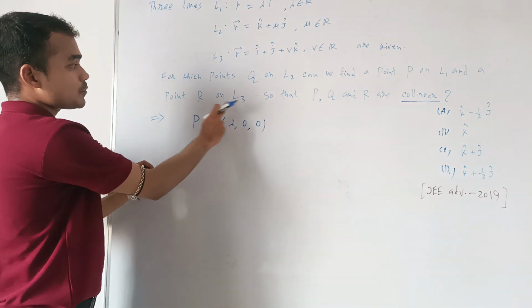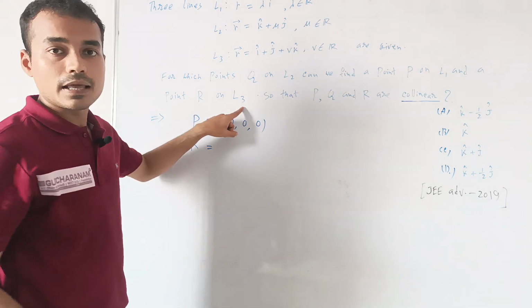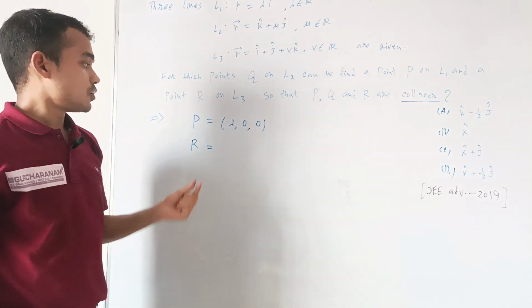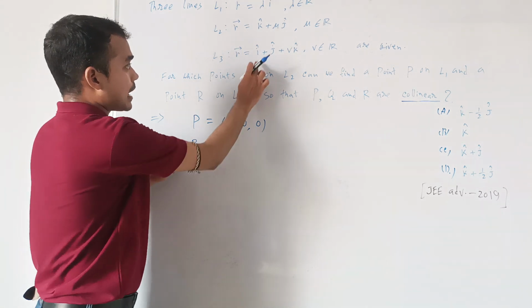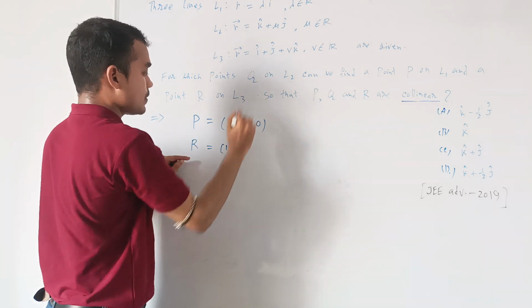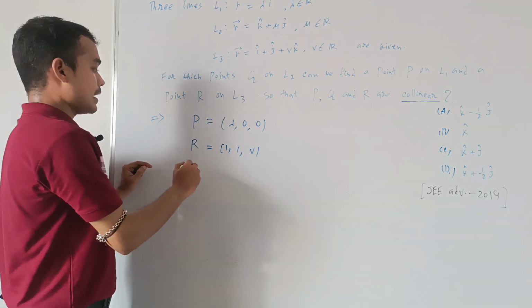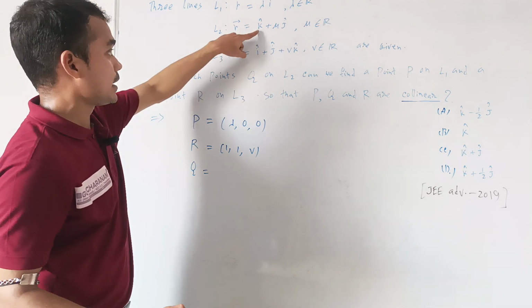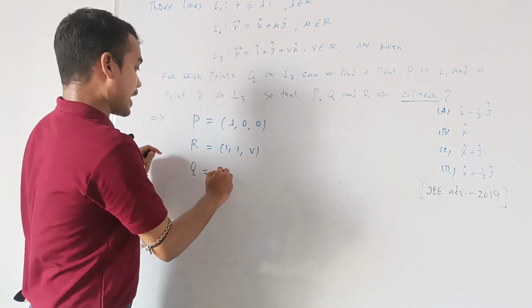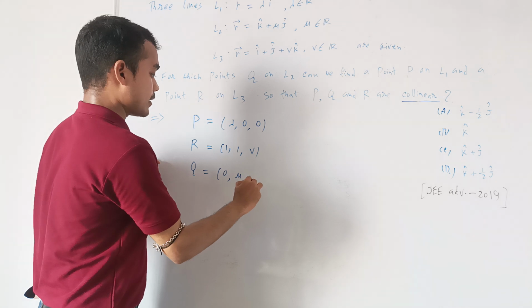Okay, and R is a point on L3. That means the point R lies on the line L3. So what is the coordinate of R? R is 1, J component 1 and K component 3. And Q is a point on L2. So the L2 point is this: here I component 0, J component mu and K component 1.